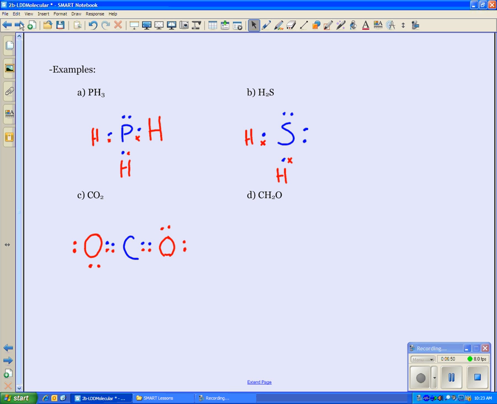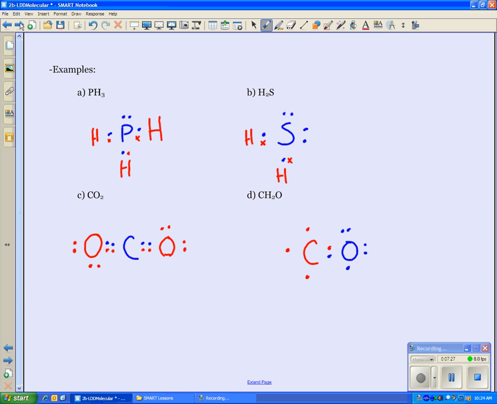Last example, CH2O. Starting with the atom with the highest bonding capacity, that's going to be carbon. So carbon with 4 valence electrons. Our next atom with the highest bonding capacity is the oxygen. Doesn't really matter where you put the oxygen, I'm going to put it on the right. So oxygen has 6 valence electrons. The first one forms that bond with the carbon so that they're attached, and 6 in total.